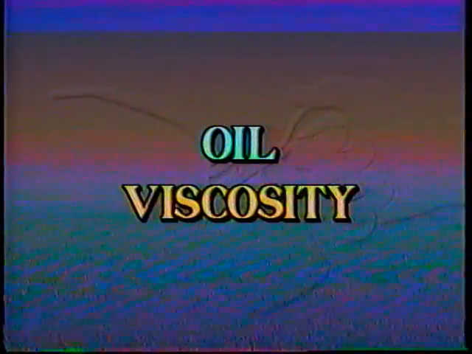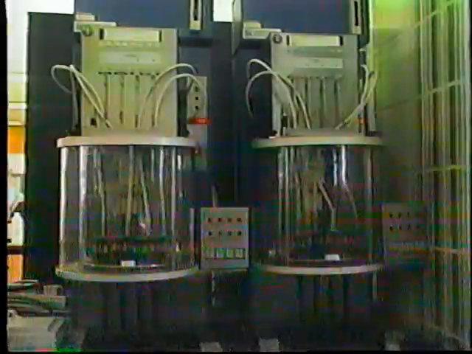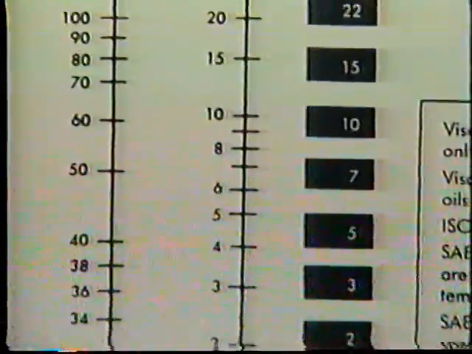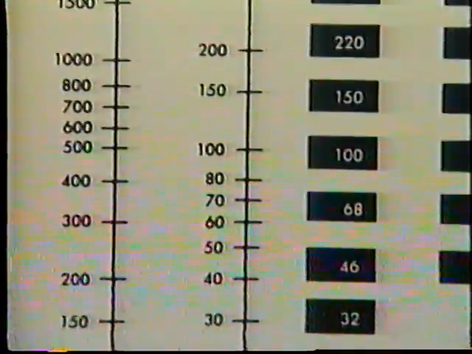The thickness of an oil, its viscosity, is measured by timing how fast it runs through a standard-sized tube at a standard temperature. The oil is then given its viscosity grade, or VG number, based on standards established by an international standards organization, the ISO. This number, given in centistokes, is the oil's ISO VG number and indicates its viscosity.